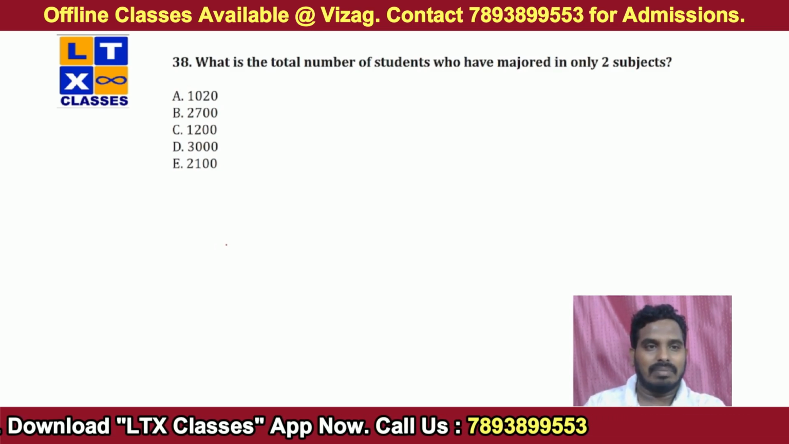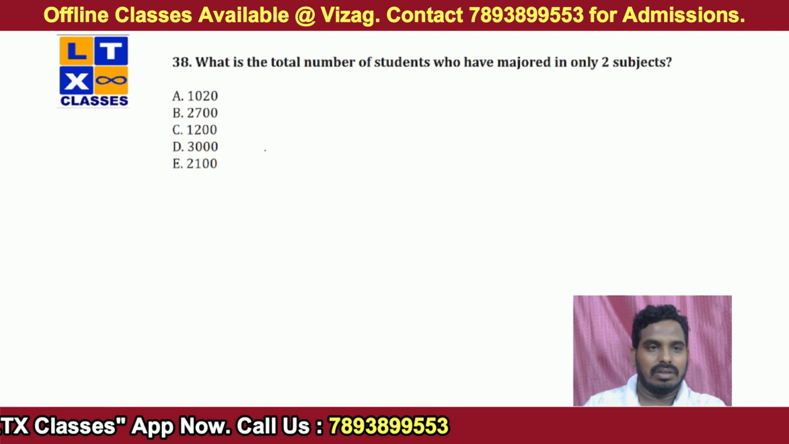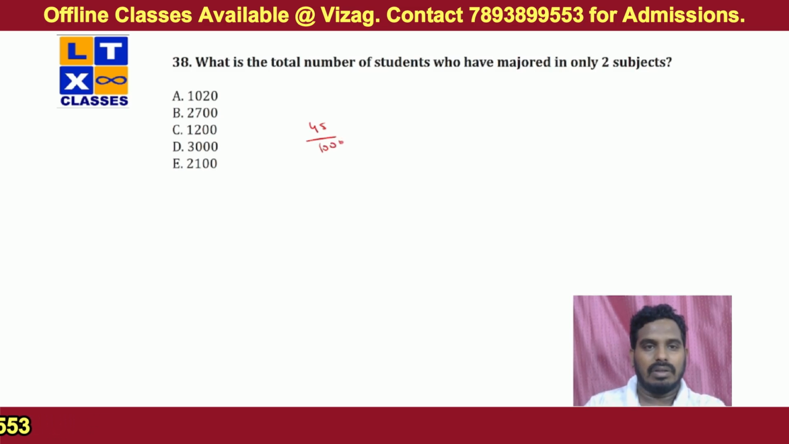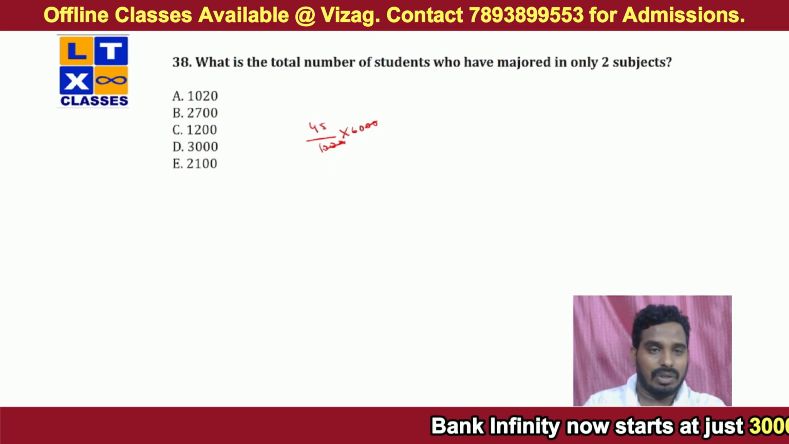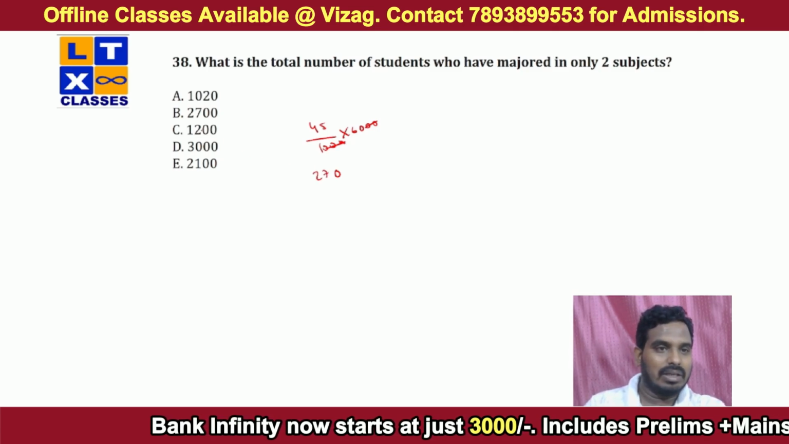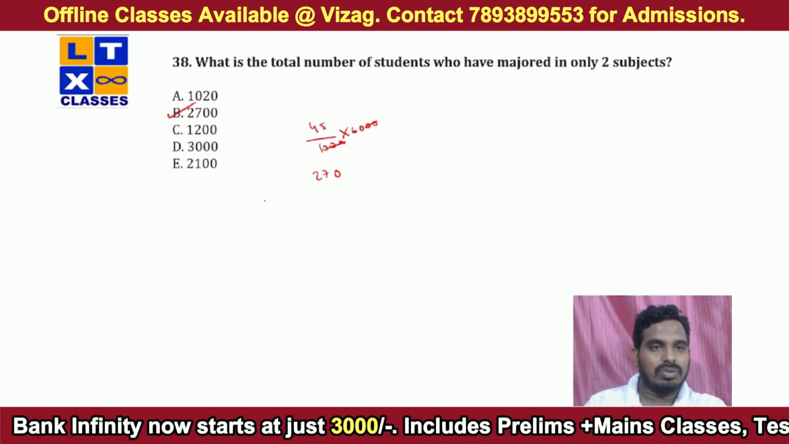Now, what is the total number of students who have majored in only two subjects? Only two subjects is nothing but 45%, which was directly given in the question. So 45% of 6,000. The double zeros get cancelled, which is 45 into 6. 6 5s are 30, 6 4s are 24, so 270, 2700. 2700.